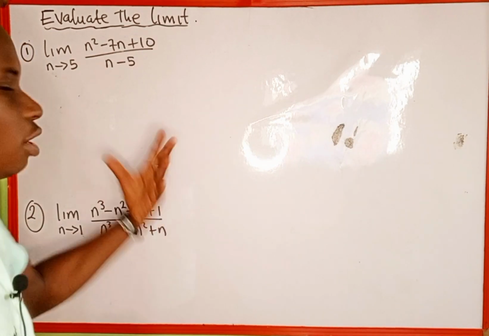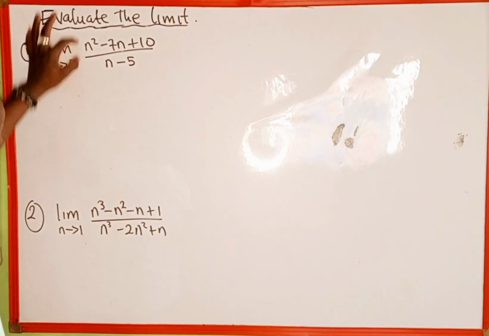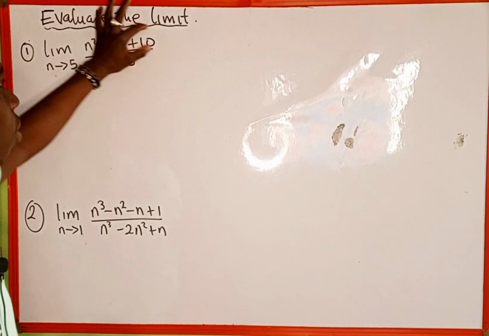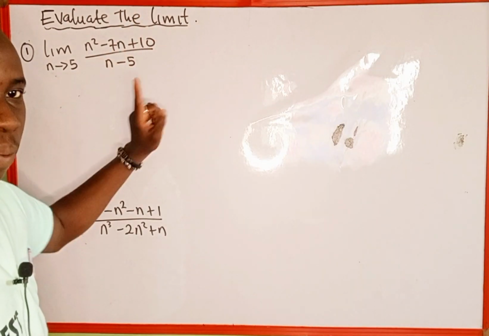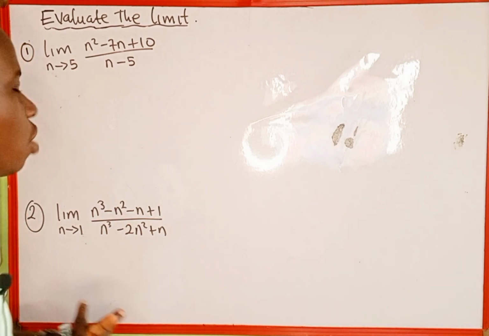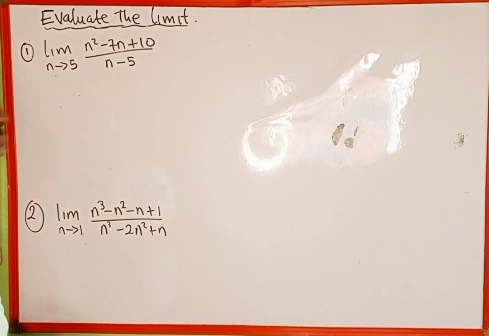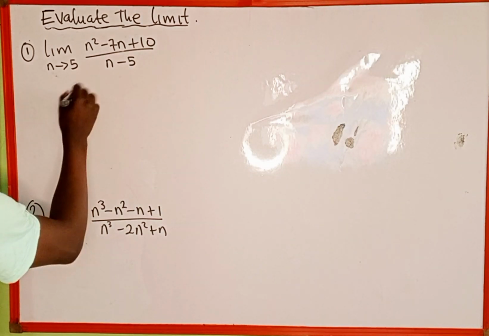Now we're going to use L'Hopital rule. What does the rule say? The rule says we are going to differentiate each term in this function separately. We are not going to use any quotient rule of differentiation. We are going to differentiate each term separately before we do direct substitution. So this is going to be equal to what?